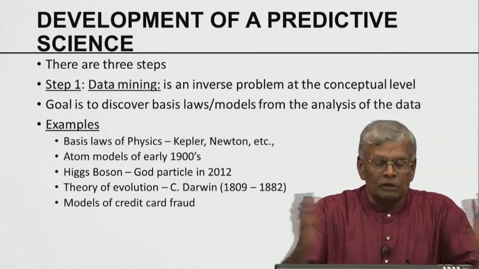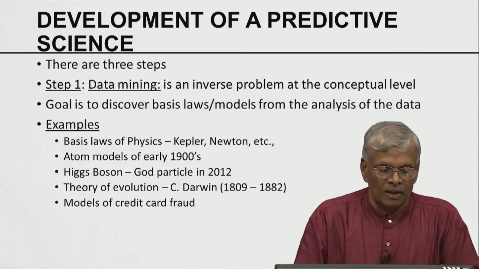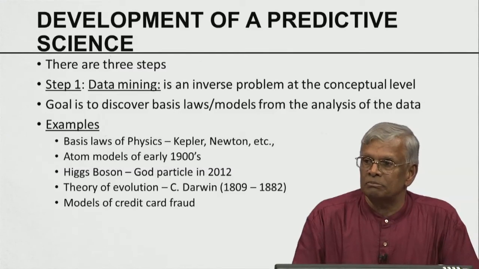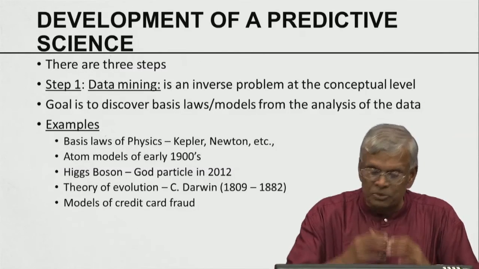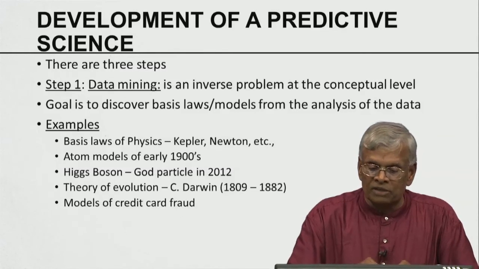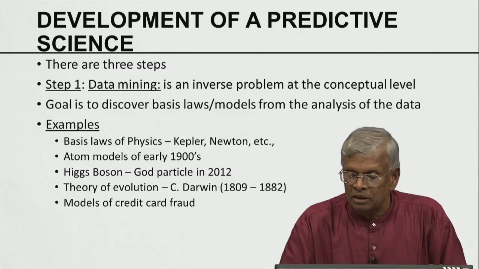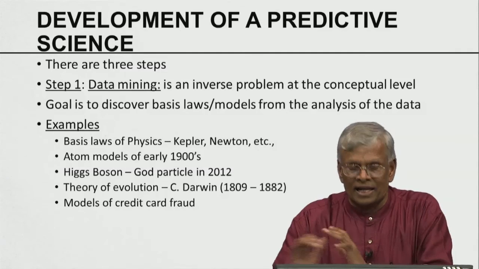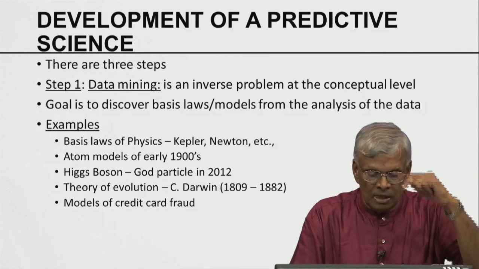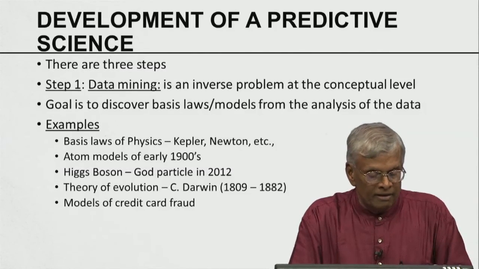So, in trying to summarize our discussion of the development of predictive science, there are basically three steps. The data mining step is an inverse problem at the conceptual level, at the highest level. The aim at this level is to be able to discover the basic laws, encapsulated as models, which are the fundamental basis for analysis, and they are discovered by analyzing data. Examples include Kepler's laws, atom models in the early 1900s.